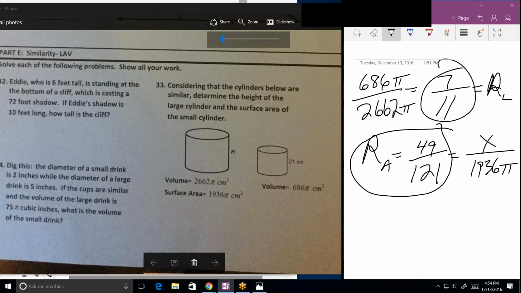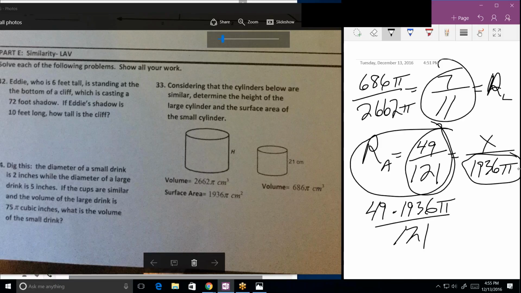But then I got the area ratio, 49/121, and I've got to figure out what the surface area of the smaller cylinder is. I better use pi because the surface area of the smaller cylinder is going to have a pi in it. I don't have to convert pi to a decimal. In other words, here's the answer. Divided by 121. So I'm quite confident that 49 times that number divided by 121 is going to be a number, and then we're going to follow it with pi.